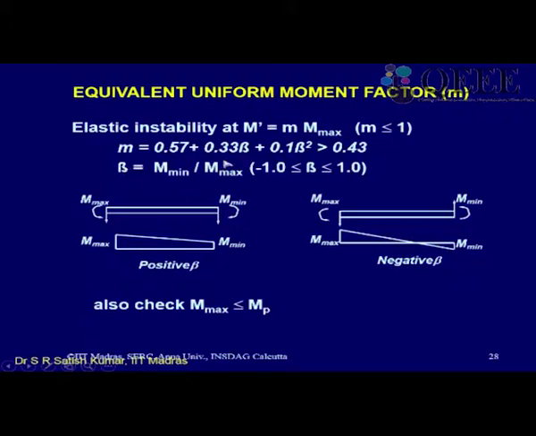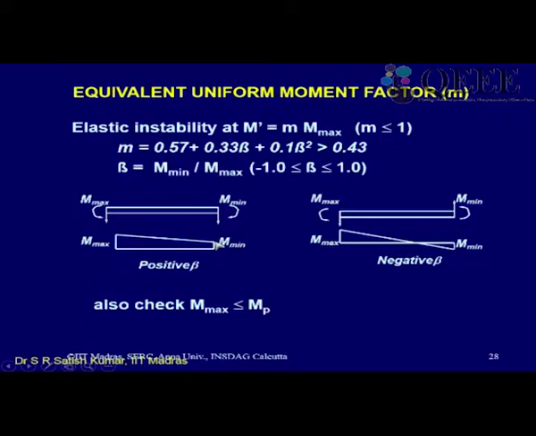Okay, so that will be the value, and that I substitute to get m, and then with this m, if I multiply this m max, I'll get an equivalent uniform bending moment diagram for which the beam will buckle at the same m critical as this beam where the bending moment diagram is not uniform. Okay, so that is what it is.